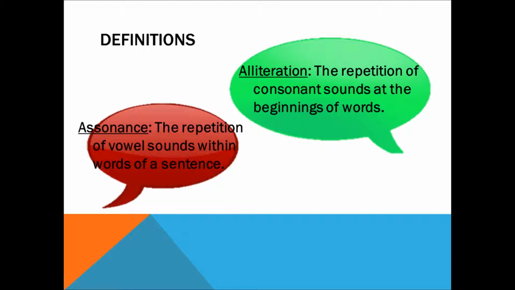So, the definition of alliteration is the repetition of consonant sounds at the beginnings of words. And then the definition of assonance is the repetition of vowel sounds within the words of a sentence. These two things can be considered very similar, which is probably why Mr. Kennedy gave them to me as a package rather than just one. But it is important to remember that assonance involves vowel sounds within words, and that alliteration is mostly consonant sounds and at the beginning of words.